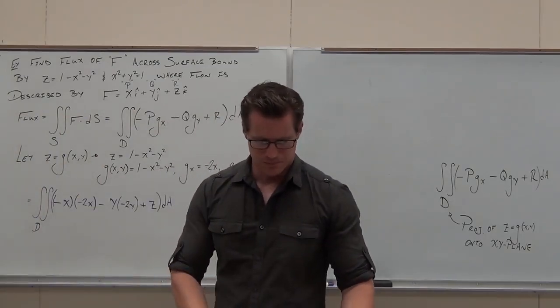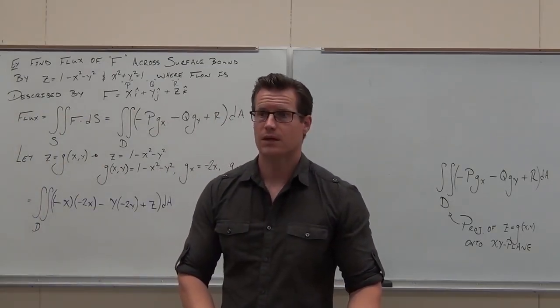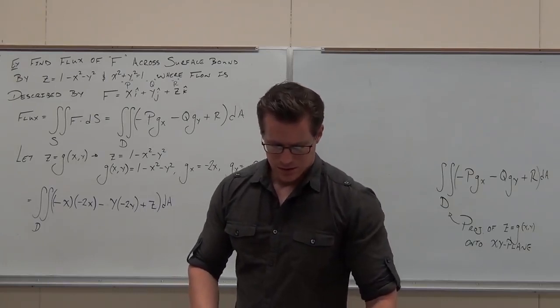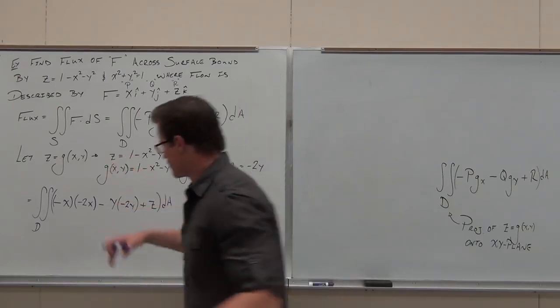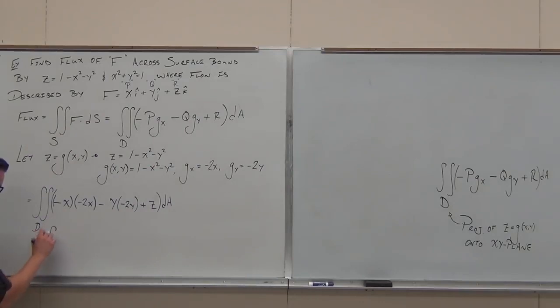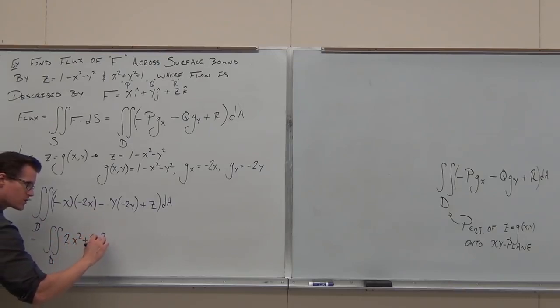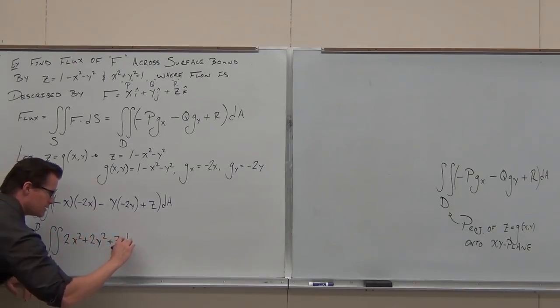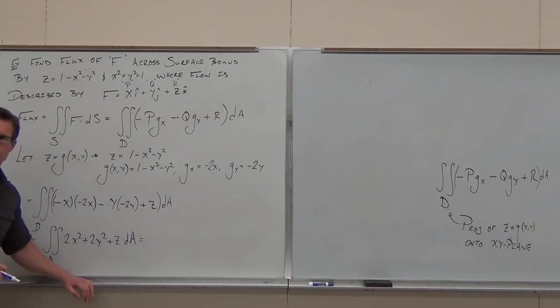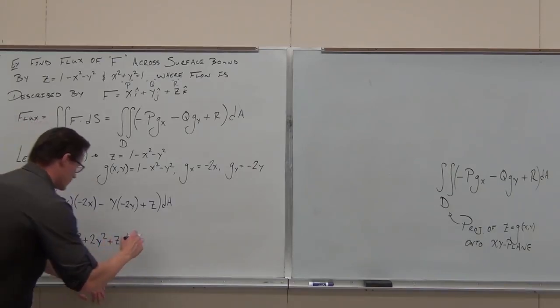Are you still okay with it? Hello, yes, no. Yes. Let's do ourselves a favor. Let's start simplifying this thing. If we start simplifying this thing, then we have a double integral. Here's D, just our region. We got 2x squared plus 2y squared plus z dA. Are you still with me? I'm going to factor out the 2. Why? Because I want to.